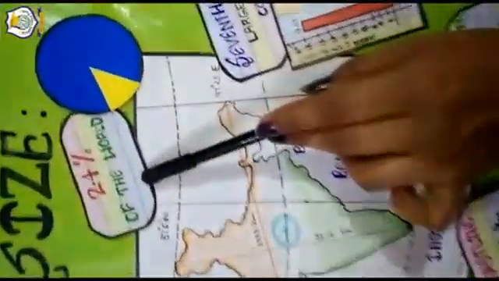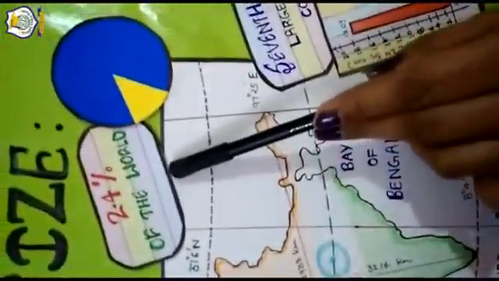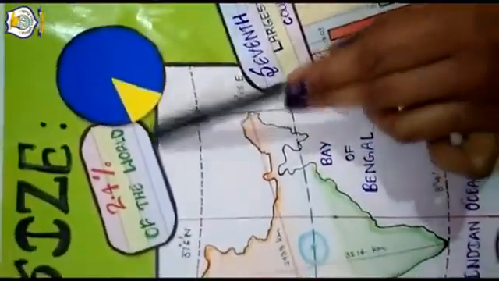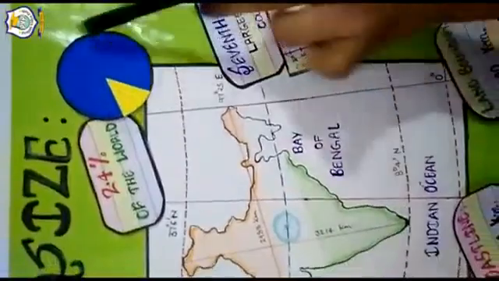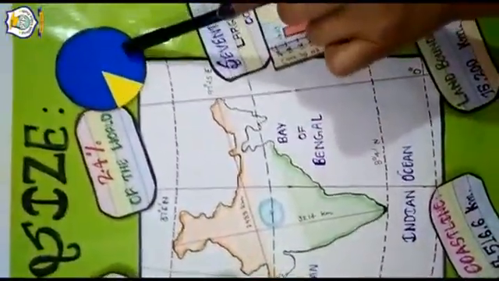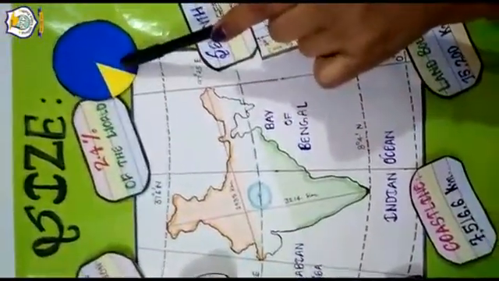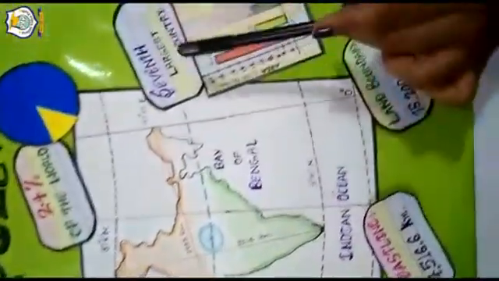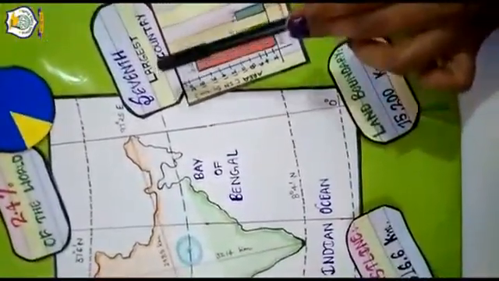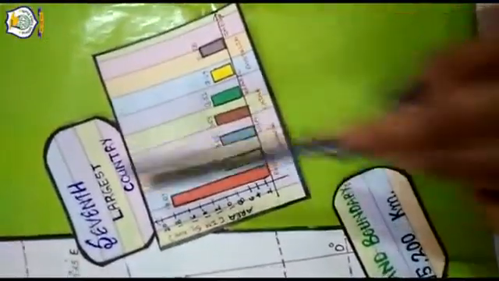India's total area accounts for about 2.4% of the total geographical area of the world. Look here, if we put all the landmass of the world here, then India's share is only 2.4% of it. Now, the next fact: India is the 7th largest country of the world.